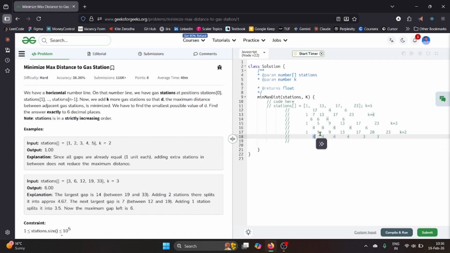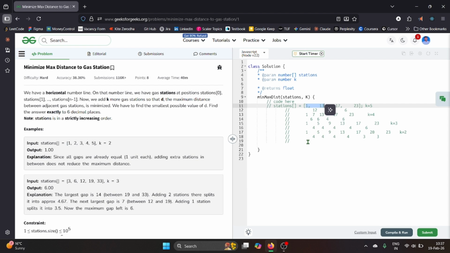Because we can clearly see that the first and second have a gap distance of 4, and no gas station has a gap larger than 4. So we can put our new gas station in between 1 and 5, but we will calculate the distance according to these conditions, because if we put it here, then the gap will not remain the same.